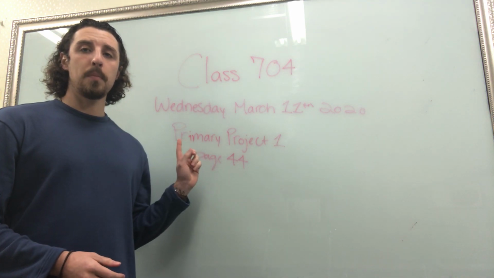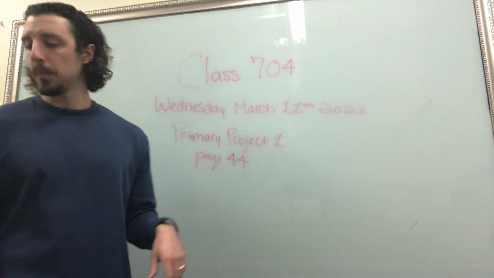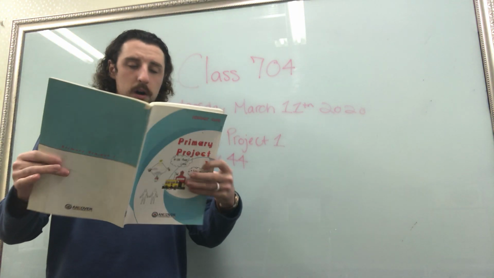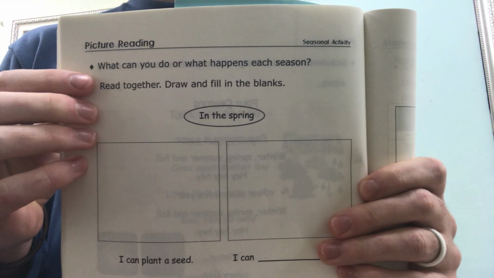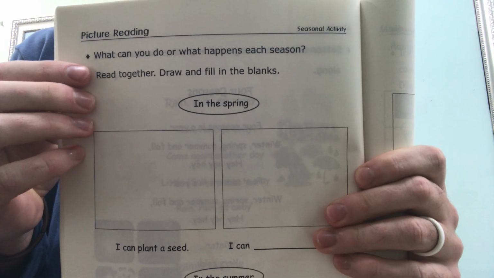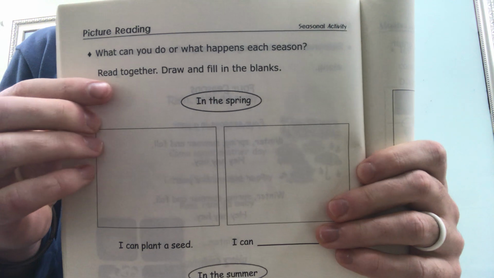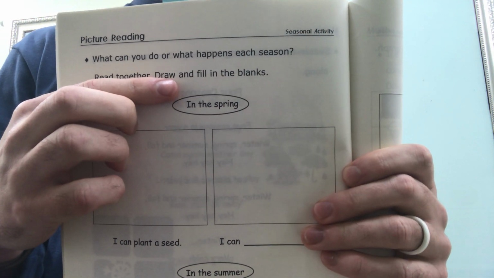Today we're going to be doing primary project 1 and we're going to start on page 44. So pause the video and open up primary project 1 on page 44, okay? Alright, so if we look at page 44, it says, what can you do or what happens each season? Read together, draw and fill in the blanks.